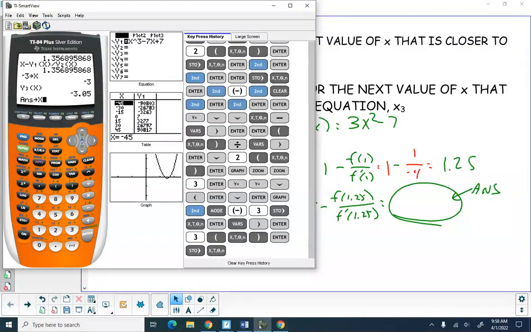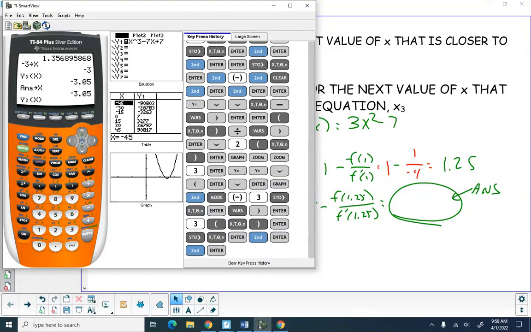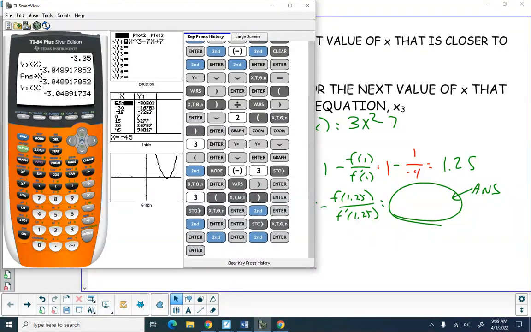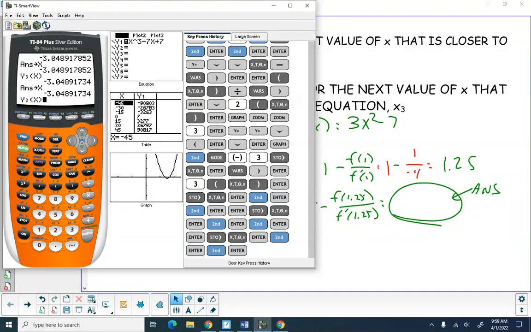Let's store to x. Second enter, pulls down my y3 at x again. -3.489. I store this to x. Second enter. I get 89734. Here I have 852. I store to x. Got to go one more. Second enter. Enter. Now I have it. That's my other value.